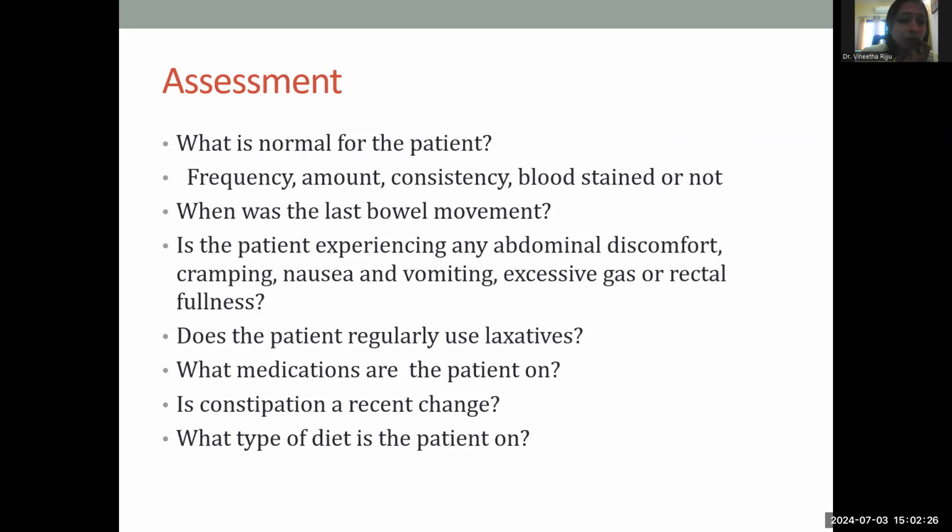Okay, so what medications is the patient on? You need to rule out if there is any culprit among the medications that the patient is taking, right? And if the constipation is severe, maybe even rotating those medications or choosing other alternatives.